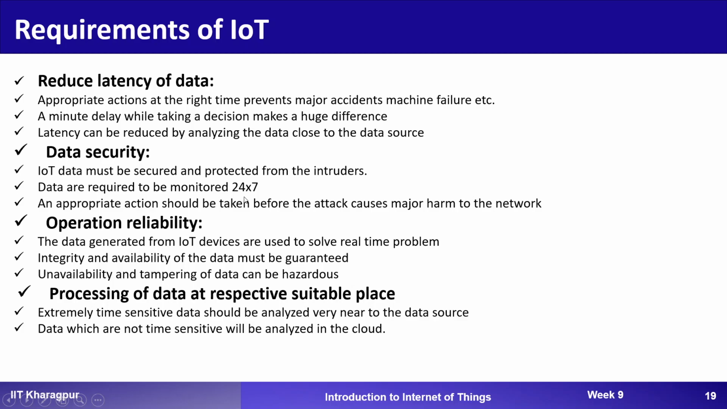The next one is operation reliability. The data generated from IoT devices is used to solve real-time problems. Integrity and availability of data must be guaranteed.